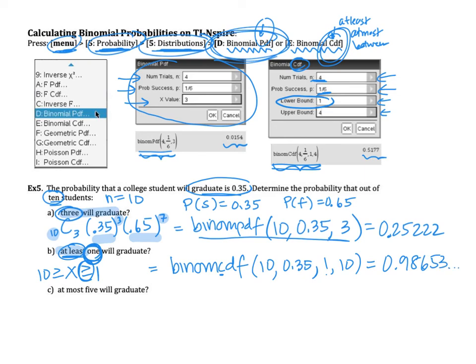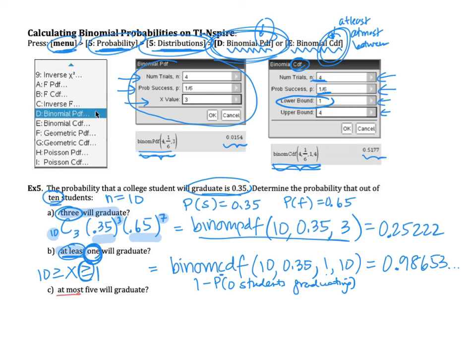0.98653, etc. So what is the probability that at least one of them will graduate? That means one will graduate, or 2, or 3, or 4, or 5, or 6, or 7, or 8, or 9, or 10. So that's a huge probability, because the only thing we've eliminated is the probability that 0 students will graduate. So we also could have done 1 minus the probability of 0 students graduating, but that would take even longer. So with your calculator, this is super short. Okay, how about our next question?